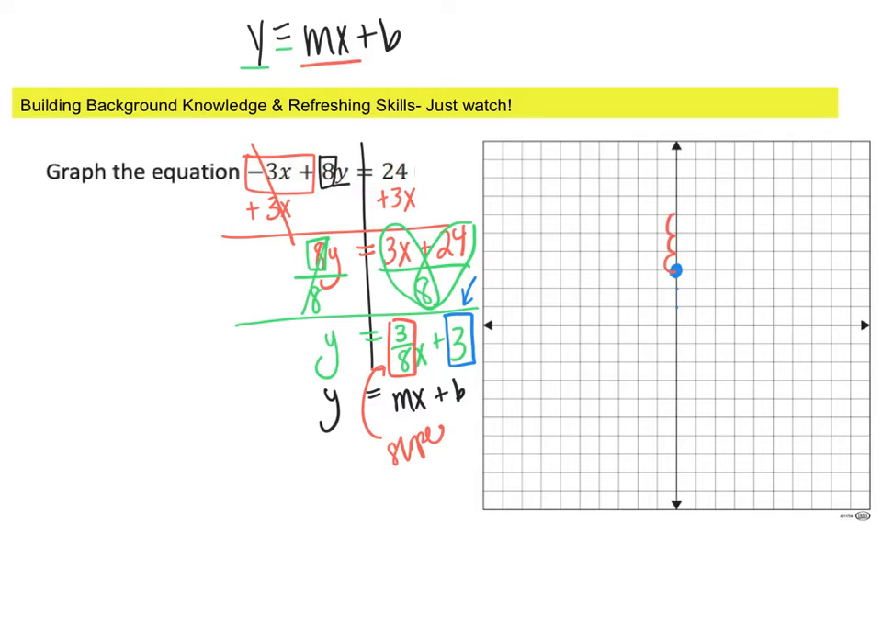And we always go right. 1, 2, 3, 4, 5, 6, 7, 8. Once I have 2 points, I can draw a line through them. And that is my equation. So this is just a review of what we've done so far.